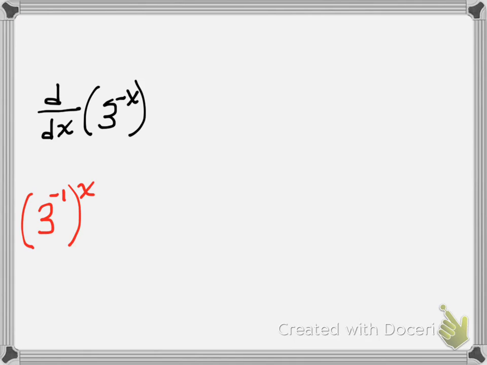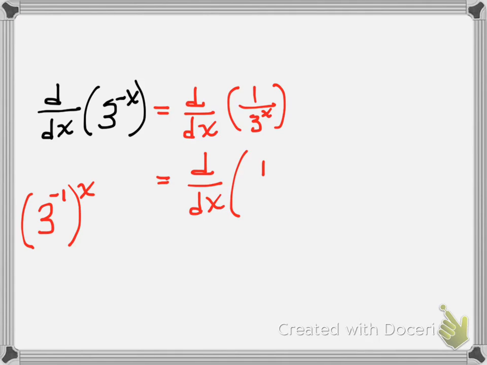Remember that rule of exponents when we raise a power to another power? That means that we can multiply the exponents. Well, we're sort of undoing that. We're factoring that exponent in order to write it in a more convenient way. So this is the same thing as taking the derivative of 1 over 3 to the x, which is the same thing as the derivative of 1/3 to the x power.